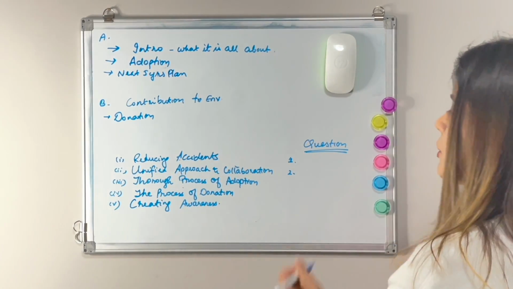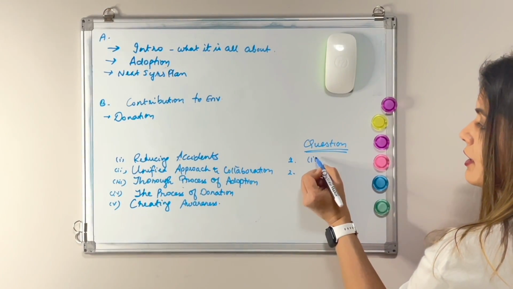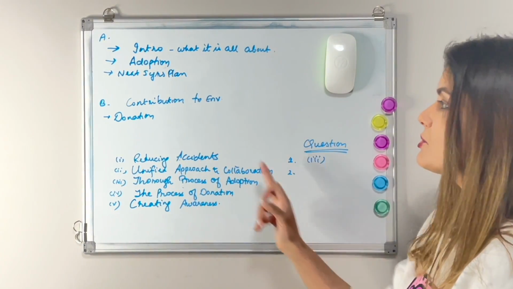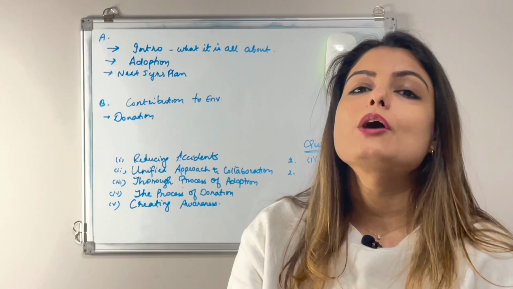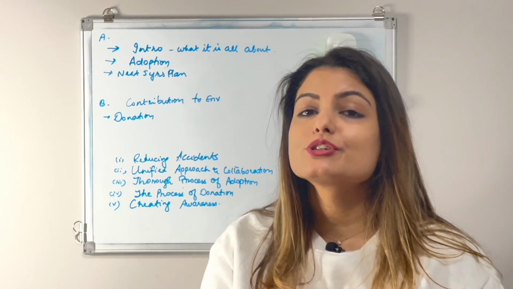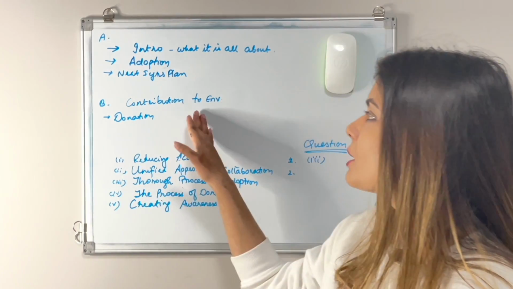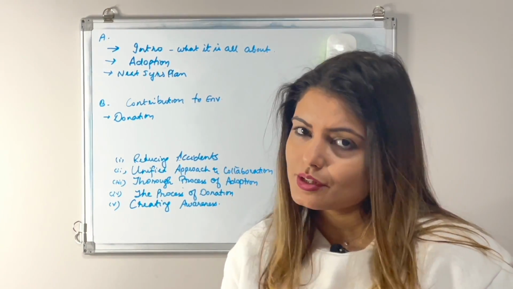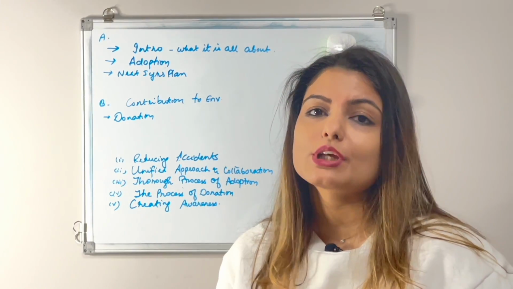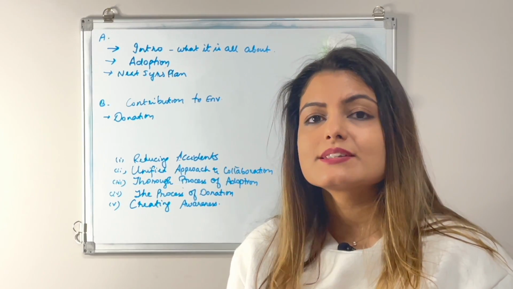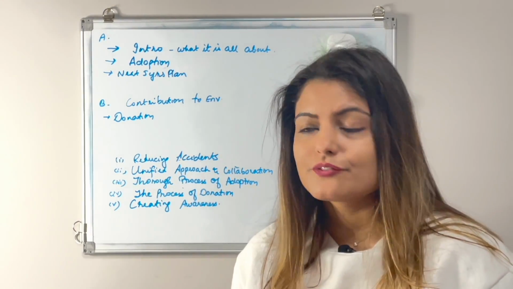So we are going to write 3. Now this one represents paragraph A, number 2 represents paragraph B. In paragraph B they were mostly talking about donations. They did talk about their contribution to the environment in the first line, but it was very little information; primarily they were talking about the process of donation. So we will try to find the heading which matches that information.